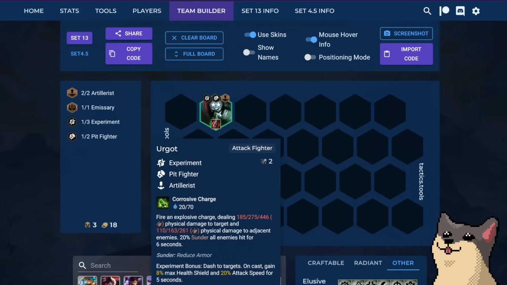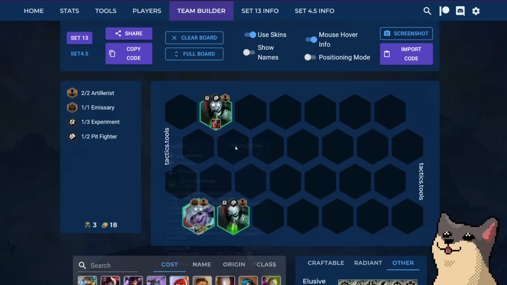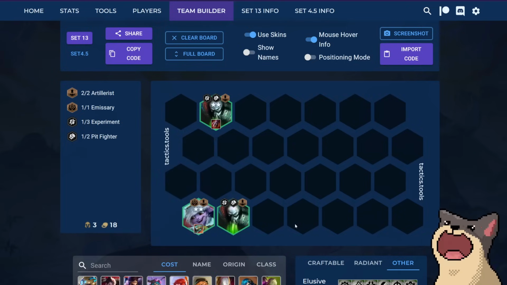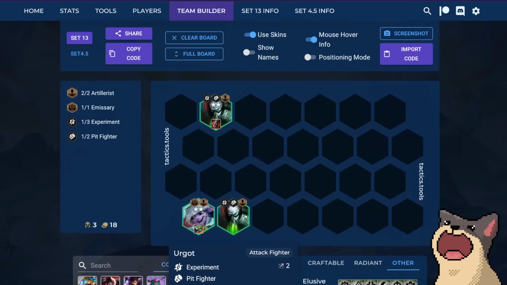I could pivot, but it's not in my best interest because of how broken this combination is. And I'm not just going to decide to pivot here just because another person is playing the same comp as me. There's technically enough 2 costs for us both to hit. I'm going to outlive him for sure.